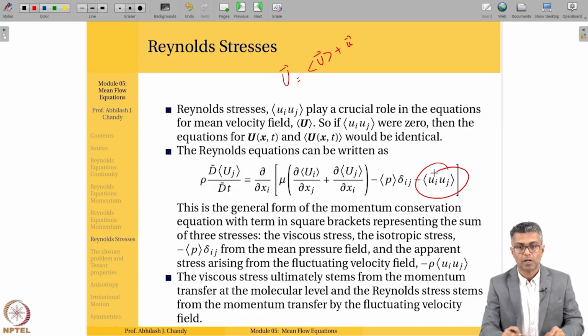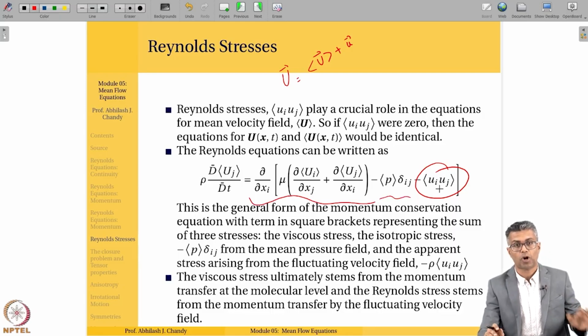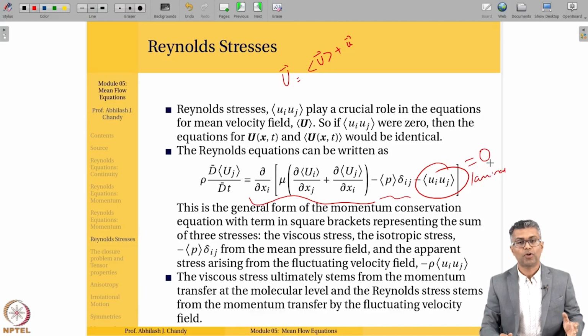So as you can see in the Reynolds equation on the screen, on the left hand side I have the mean substantial derivative, like you would have a regular substantial derivative in the Navier-Stokes equations, the acceleration. On the right hand side, I start by writing out the viscous term. Then I have the pressure gradient. But there is an additional term in the Reynolds equations which is not there in the Navier-Stokes, which is the Reynolds stress term. If the flow is laminar, this Reynolds stress term is equal to 0. For turbulent flow, it obviously exists, it is finite.